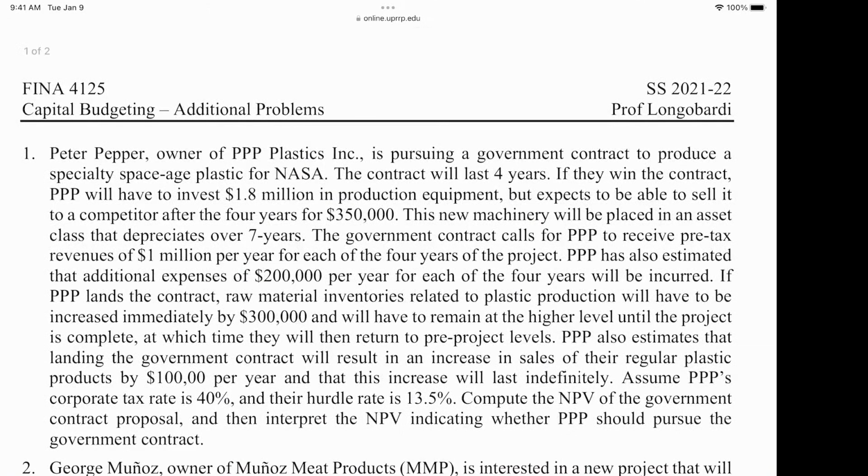Peter Pepper, owner of PPP Plastics Incorporated, is pursuing a government contract to produce a specialty space-age plastic for NASA. Did you see this problem before?